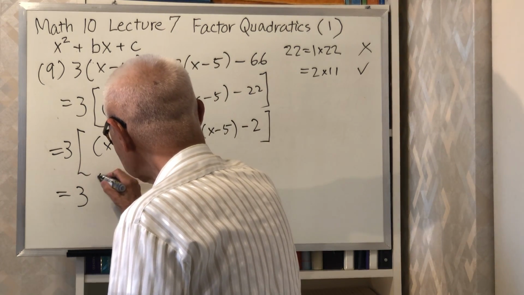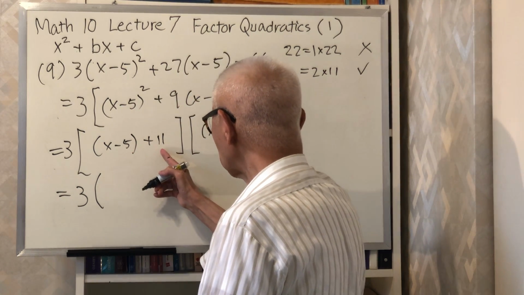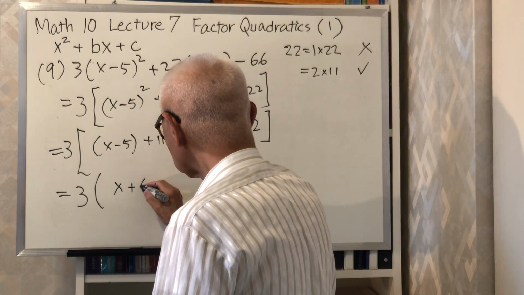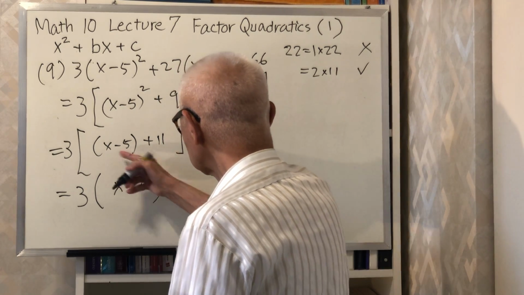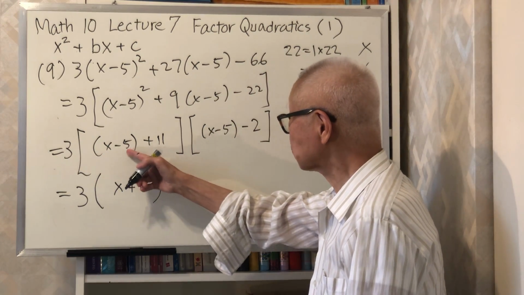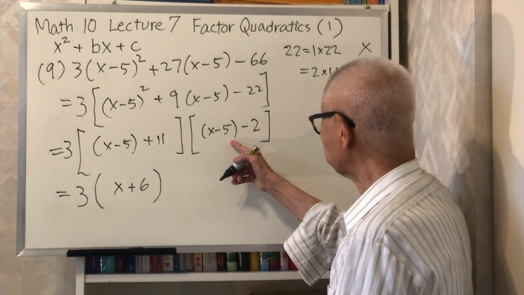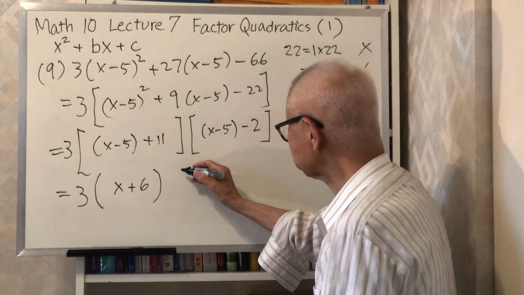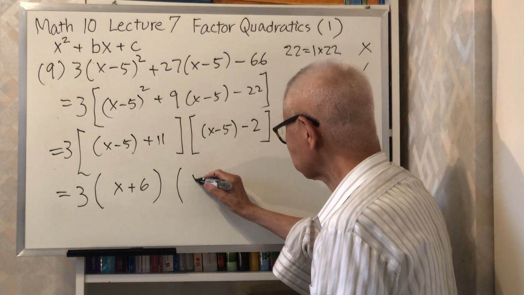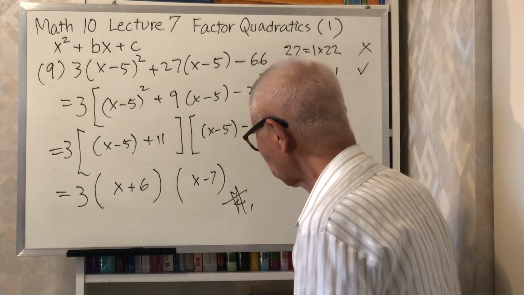Then keep the 3 outside. You do that. Minus 5 plus 11 is plus 6. So take away the brackets. Combine minus 5 and plus 11, you get plus 6. Take away the curly bracket. Minus 5 minus 2 is minus 7. So this is my final result.